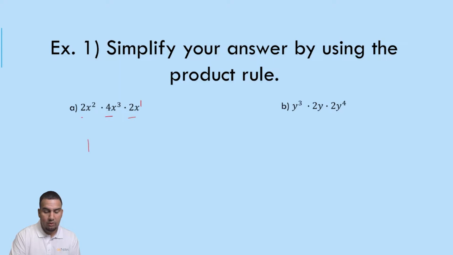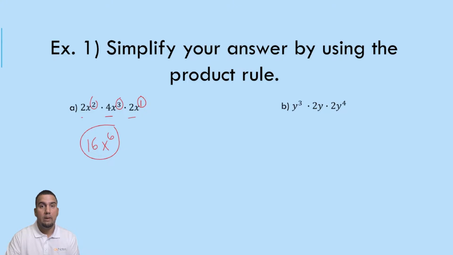Now next, I have to work with all of my exponents. Well, remember we said product rule is taking all of your exponents and adding them. So I'm going to add 2 plus 3 plus 1, which I hope you agree is going to be 6. So my final answer for this is going to be 16x to the 6. So again, multiply your numbers because you're multiplying and add all the exponents. All right, next one. If you want, pause the video, try it on your own, and see what you get.